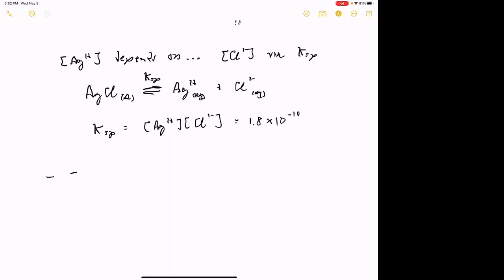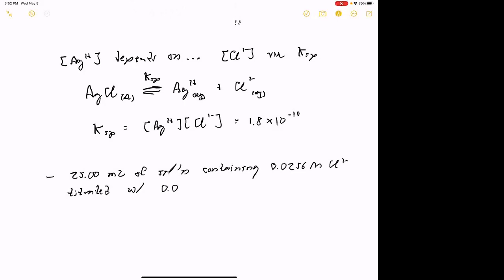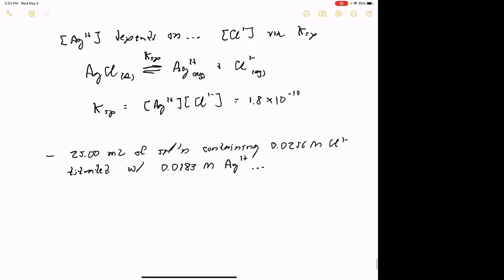Okay, so let's write it out here. I've got 25.00 milliliters of solution containing 0.0256 molar chloride, I'm titrating with 0.0183 molar silver ion. We'll just put it Ag plus. We know we're actually putting it in there as a silver nitrate solution, but we know that it's going in as silver ion. All right, so that's the setup.